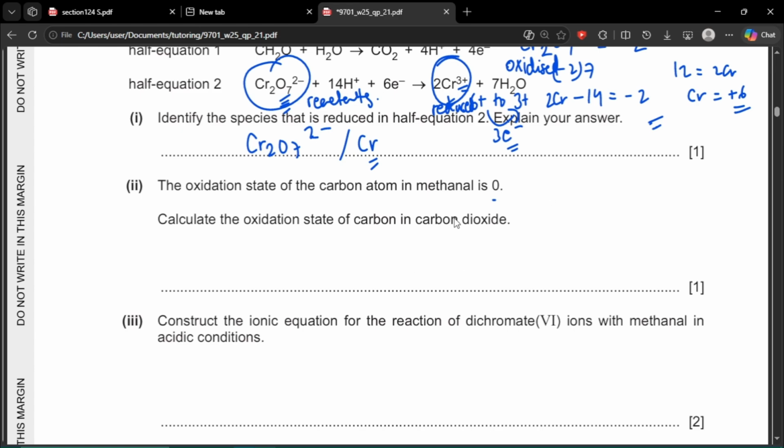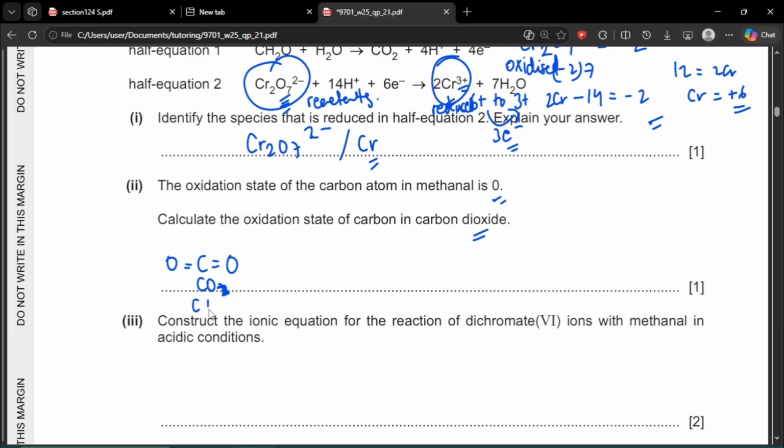Calculate the oxidation states of carbon in carbon dioxide. I'll answer this and then I'll show you why it's 0 here. Anyways, let's go. First of all, you should draw the compound, or at least basically write the formula. I think it's easier to do it with the formula.